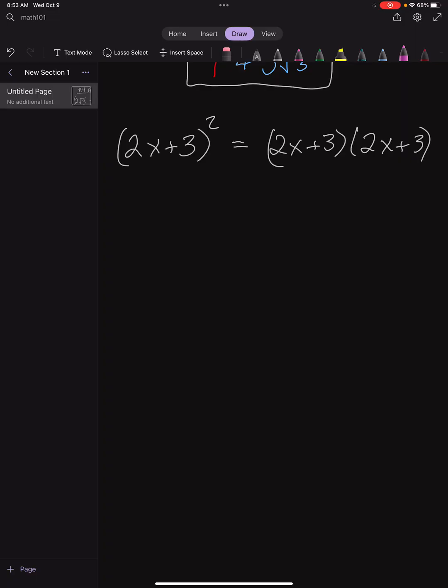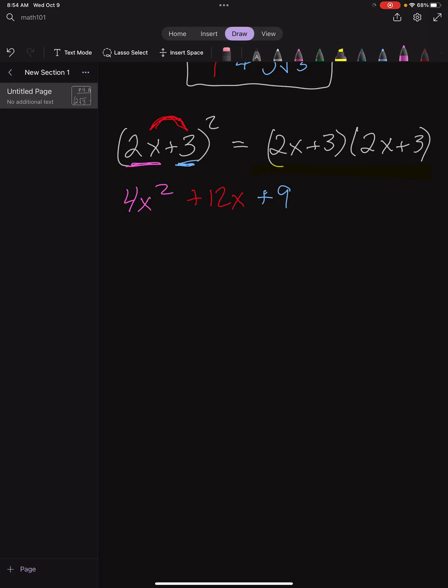But hopefully you have your special products memorized that says take the first thing and square it, so this becomes 4x squared. Then the middle term comes from multiplying these two together and doubling it. So you get 6x, but double that, you get 12x. And then the last term comes from squaring the 3. So you should be able to jump straight to the answer. If you FOIL this out, like I said, you're going to get the same answer.